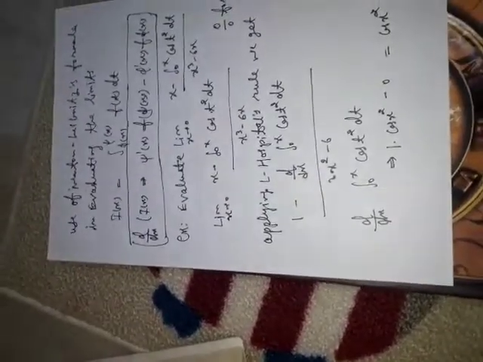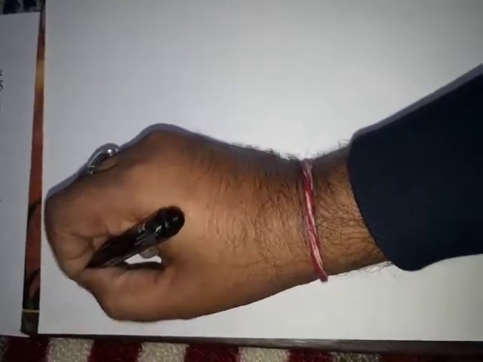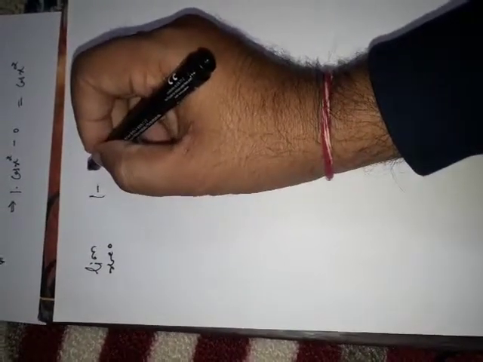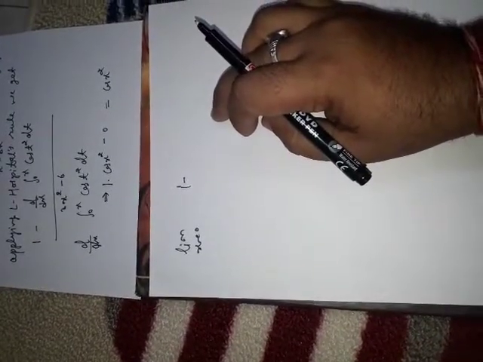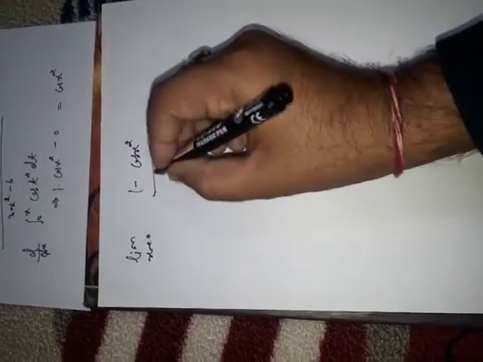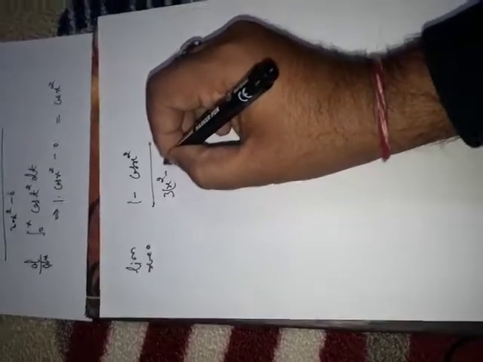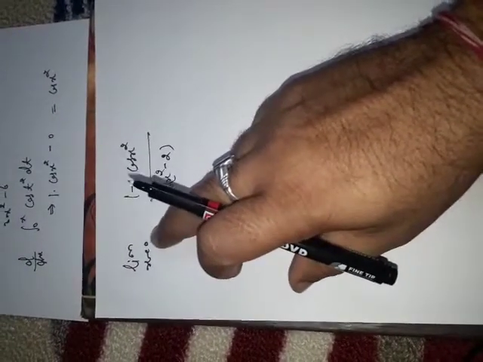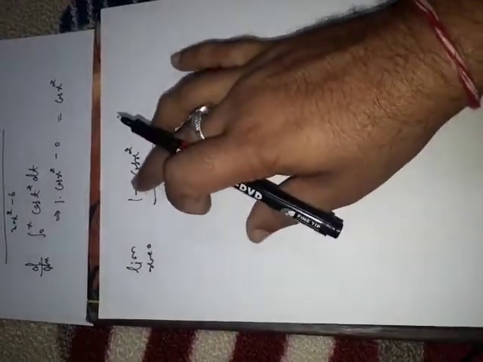Okay. Now put this value. Limit x tends to 0 of 1 minus cos x square upon 3x square minus 2, where 3 can be taken out. Further we can say, look, when we apply the limit x tends to 0, then this will be 0.